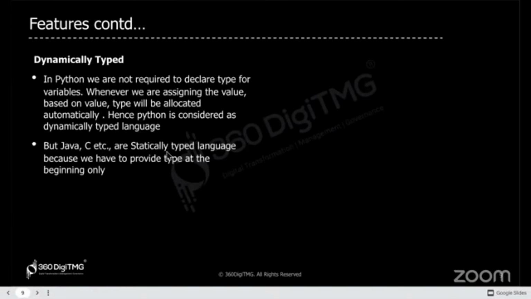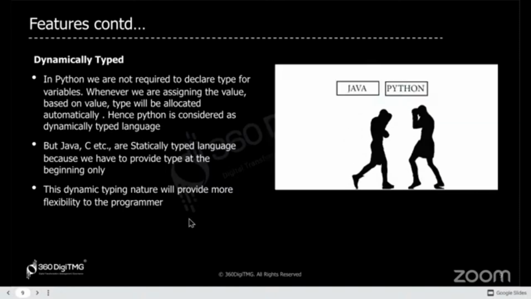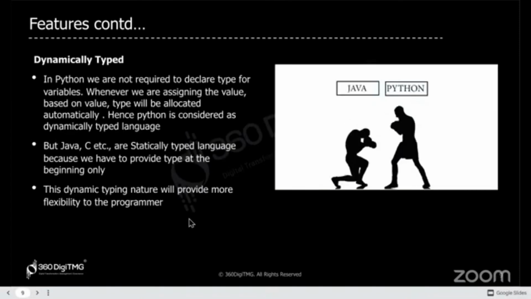Java, C, and many other languages are statically typed languages because you have to provide the type at the beginning itself. That is not the case with Python. Depending on the value that you're assigning to it, the type is automatically decided. Dynamic typing nature will provide more flexibility to the programmer.